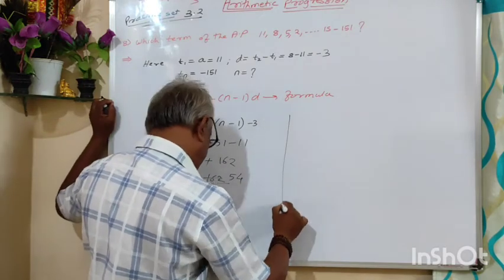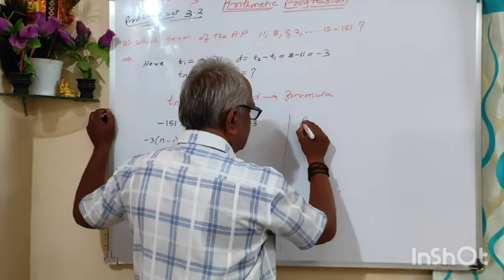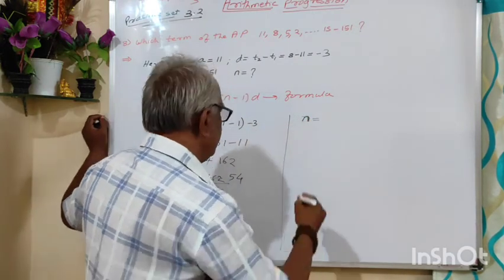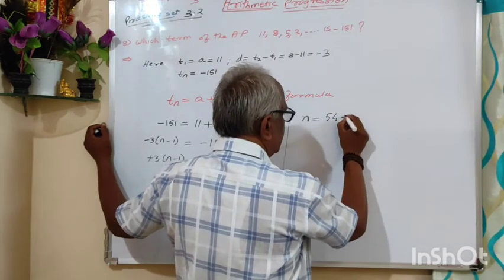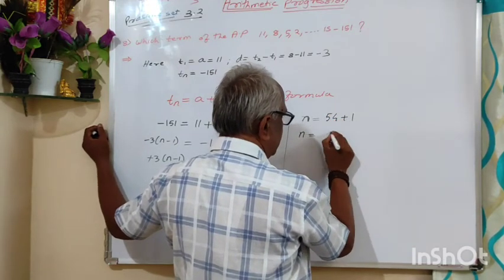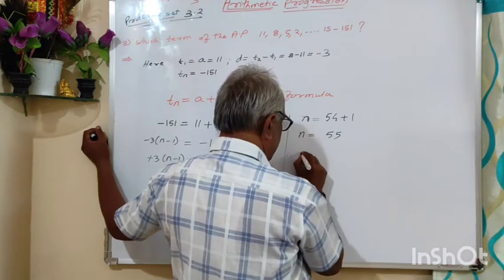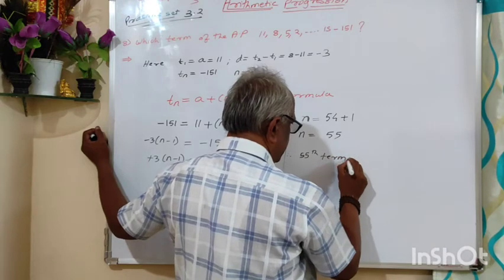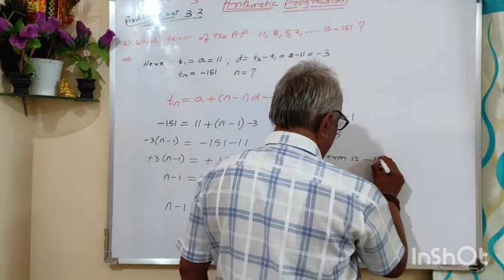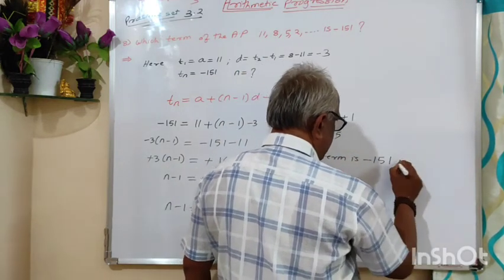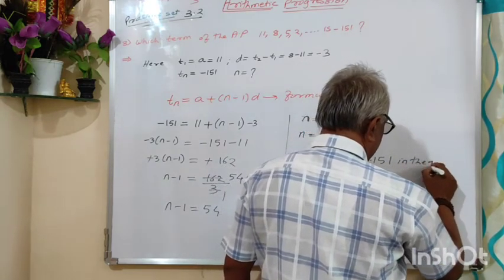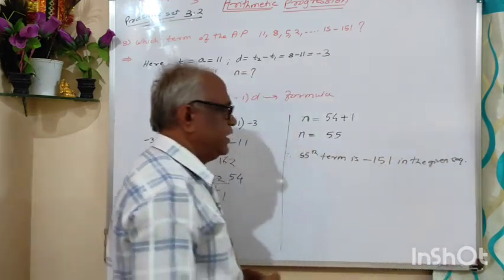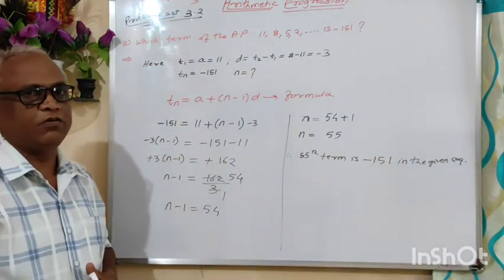Therefore n is equal to 54 plus 1, that is n is equal to 55. Therefore, the 55th term is minus 151 in this given sequence. You can take the screenshot and write in your notebook.